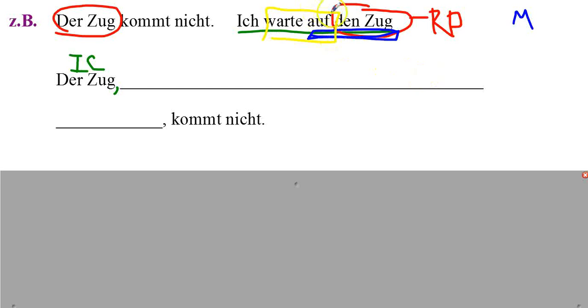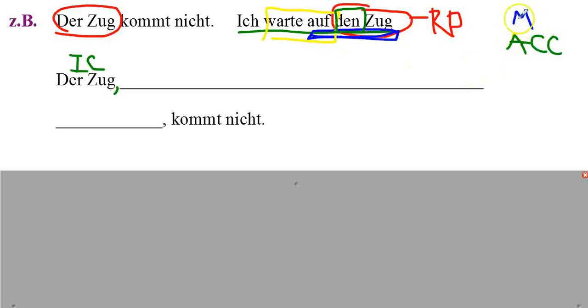Warten auf always takes the accusative. So this is going to be accusative. Now, if you didn't know warten auf, you can use this as kind of a check, right? Der Zug becomes den Zug in the accusative case. So oftentimes this can help you.